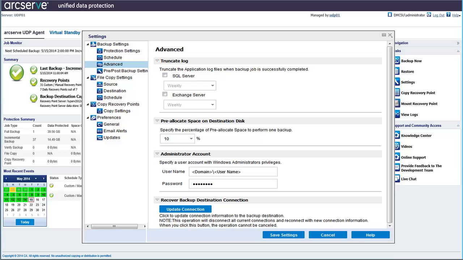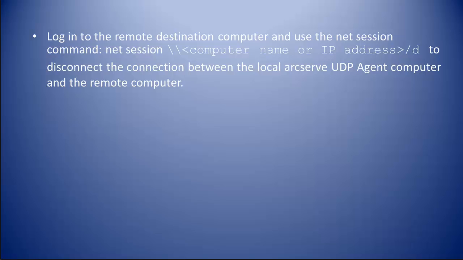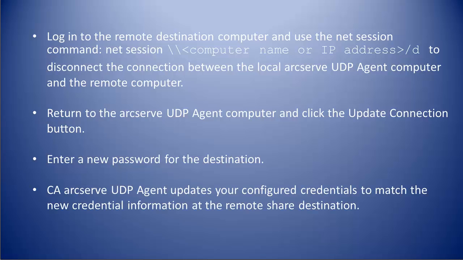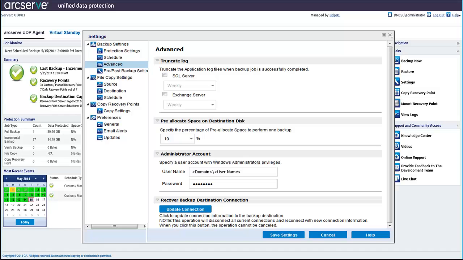Now, if you were to update the connection, you would first need to perform the following tasks. Log into the remote destination computer and use the net session command to disconnect the connection between the local Arcserve UDP agent computer and the remote computer. Return to the Arcserve UDP agent computer and click the Update Connection button. Enter a new password for the destination. See, Arcserve UDP agent updates your configured credentials to match the new credential information at the remote share destination. Now you can click Save Settings to save your advanced backup settings.